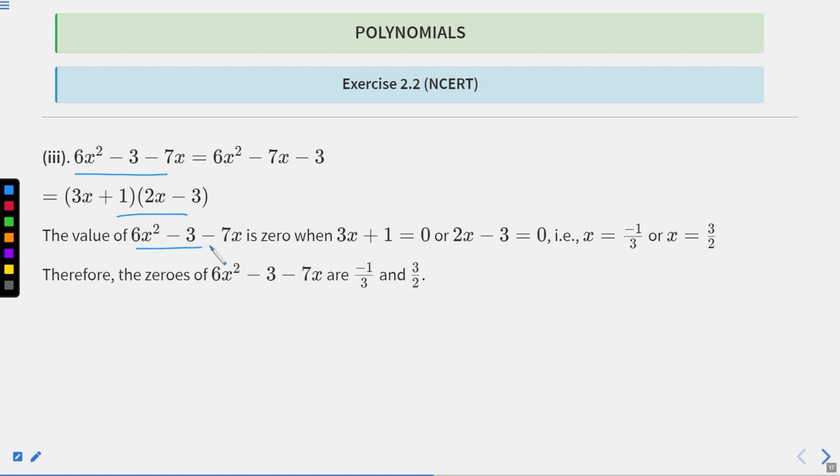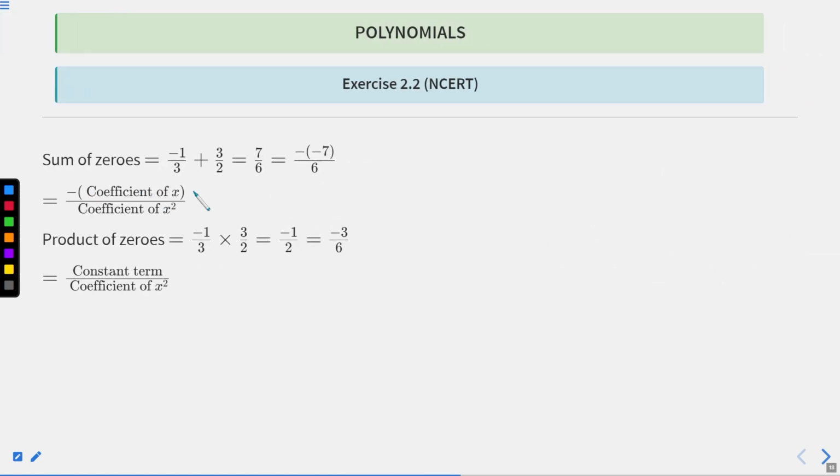Okay, that is x is equal to minus 1 by 3 or x equal to 3 by 2. Okay, so the zeros of this quadratic polynomial are minus 1 by 3 and 3 by 2. So sum of zeros is equal to minus 1 by 3 plus 3 by 2, that is equal to 7 by 6. Okay, and this is equal to minus of minus 7 by 6, and here the coefficient of x is minus 7 and the coefficient of x square is 6.